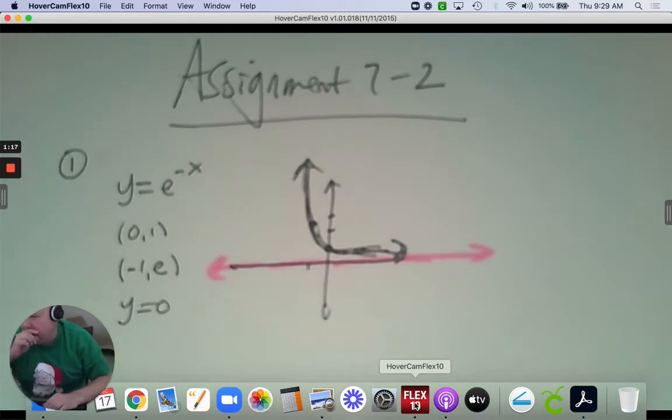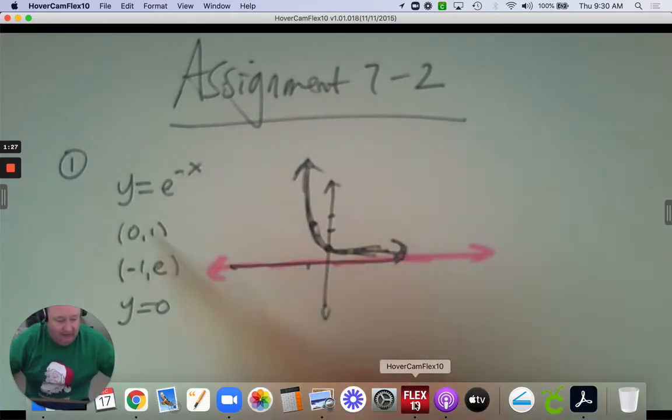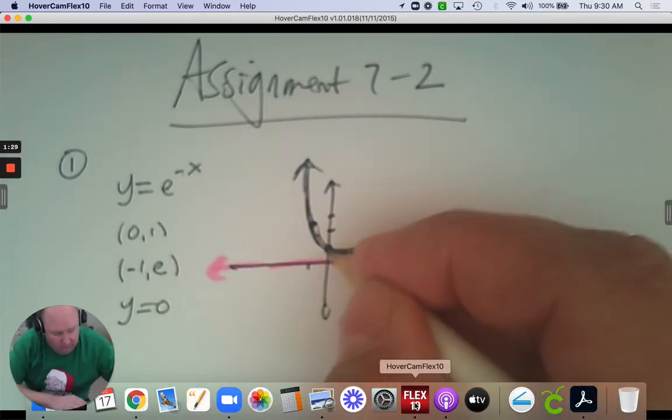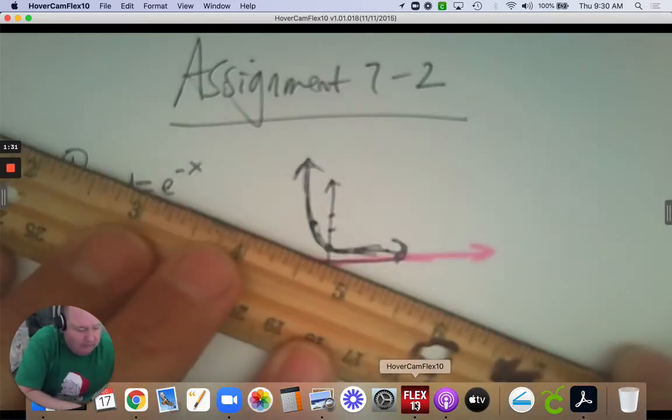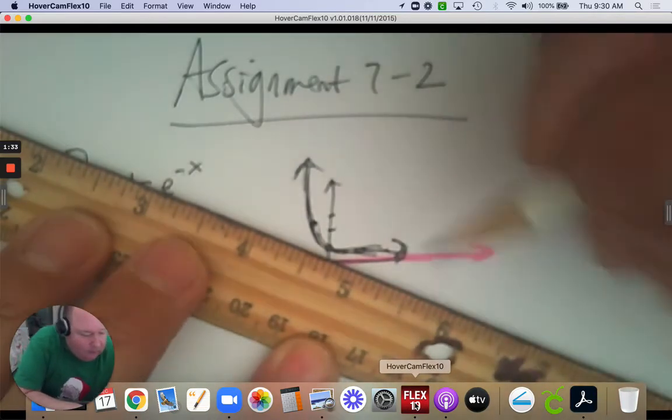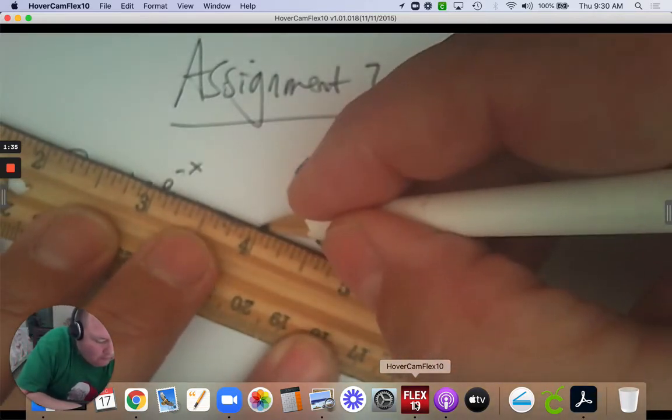All right, draw a tangent line at 0, 1. So see where 0, 1 is. A tangent line means you take out your ruler and you draw it in such a way where it only touches the graph at 0, 1.